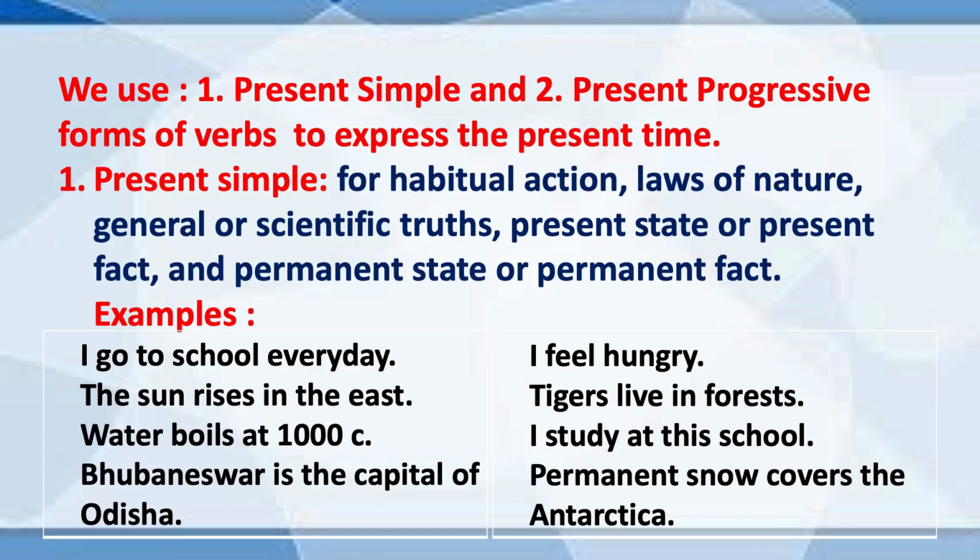So, you now see we use two forms, present simple and present progressive forms of verbs, to express the present time. So, we have 3 times: present time, past time and future time. To talk about the present time, we use only 2 forms, one is present simple form, another is present progressive form. Present simple is for habitual action, laws of nature, general or scientific truths, present state, present fact, permanent state, permanent fact. For all these things we use present simple form, and you have been taught this in class 9, right.